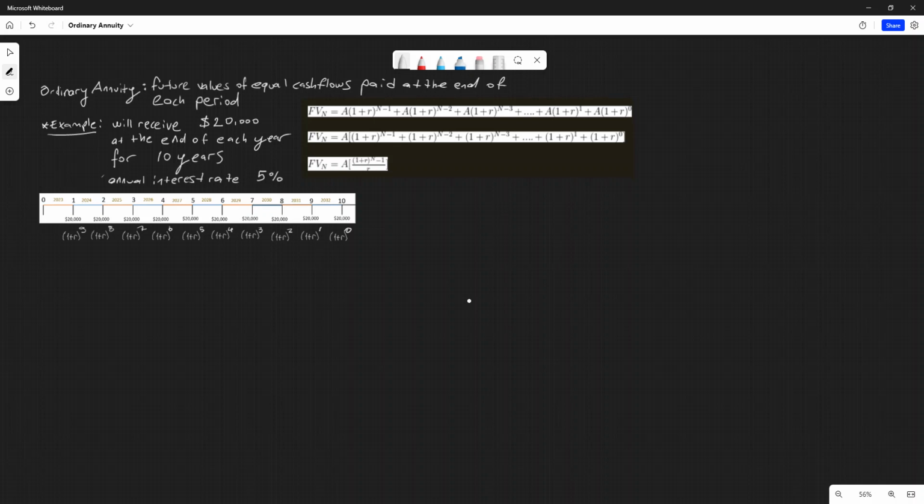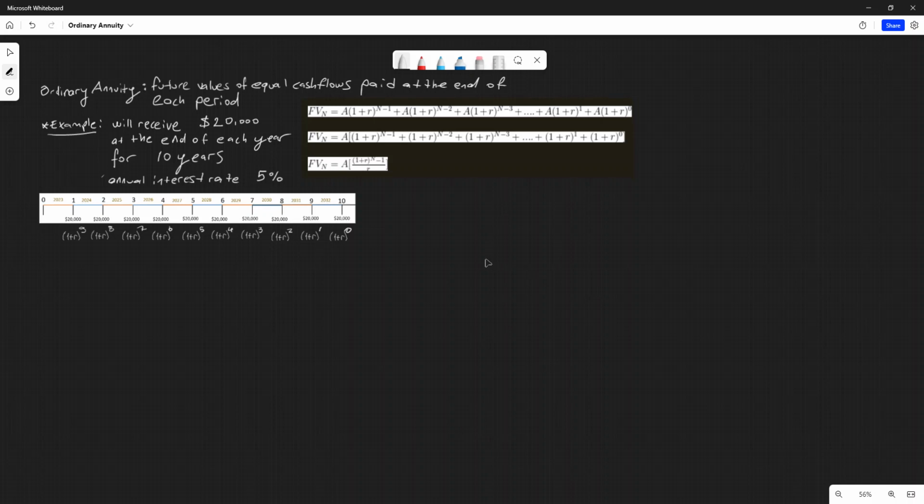To give an example, let's think that you are retired and you will receive $20,000 at the end of every year for 10 years from now on. You would like to understand what is going to be the future value of your cash flows at the end of 10 years. And let's assume the yearly interest rate is 5%.